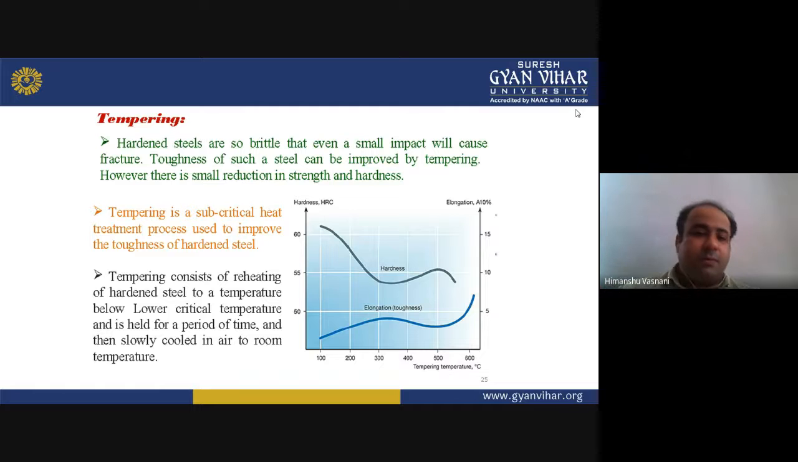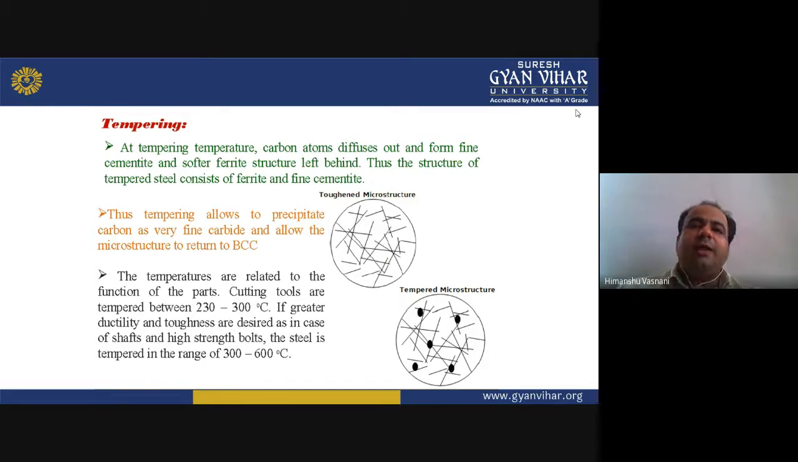Tempering is a subcritical heat treatment process which is used to improve the toughness of the hardened steel. Tempering consists of reheating hardened steel to a temperature below the lower critical temperature, holding for a time, and then slowly cooling in air to room temperature. At tempering temperature, the carbon atoms diffuse out and form fine cementite, with a softer ferrite structure left behind. So the structure of tempered steel consists of ferrite and fine cementite. You can see the tempered microstructure in the diagram; it is a tougher microstructure. Thus, tempering allows carbon to precipitate as a very fine carbide and allows the microstructure to return to BCC.